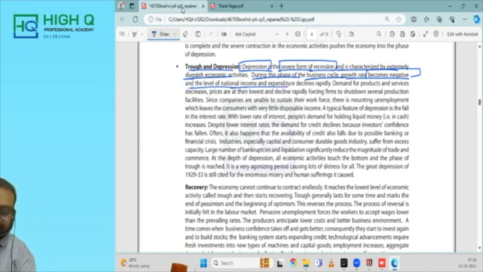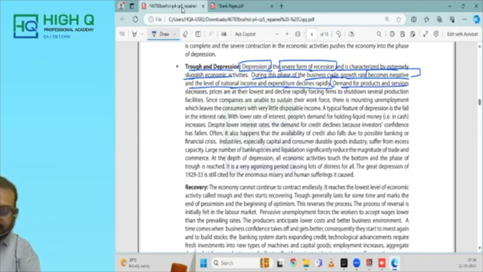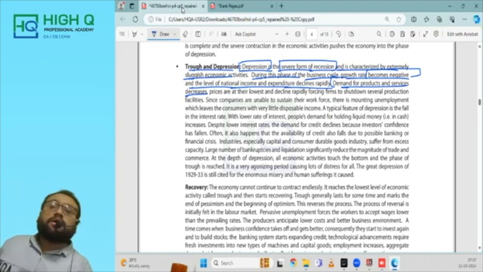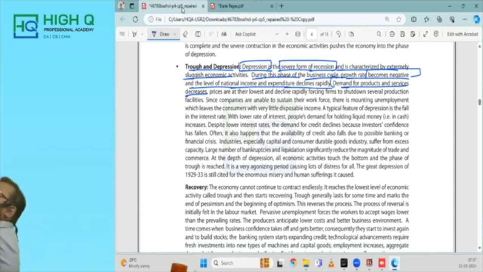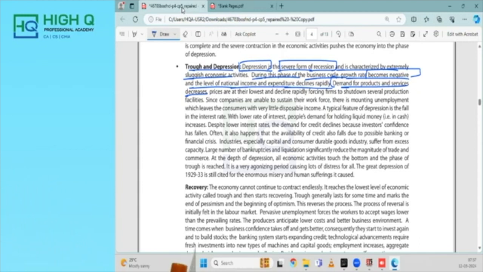And the level of national income and expenditure declines rapidly. Most important, demand for products and services decreases. Why does demand for products decrease? No employment, no purchasing power. Say yes or no? No purchasing power, no demand. That's why I made you say this several times yesterday. Do you understand? Prices are at their lowest and decline rapidly, forcing firms to shut down several production facilities.